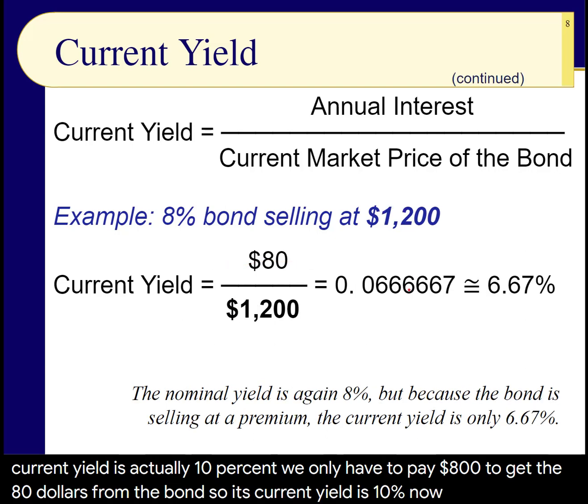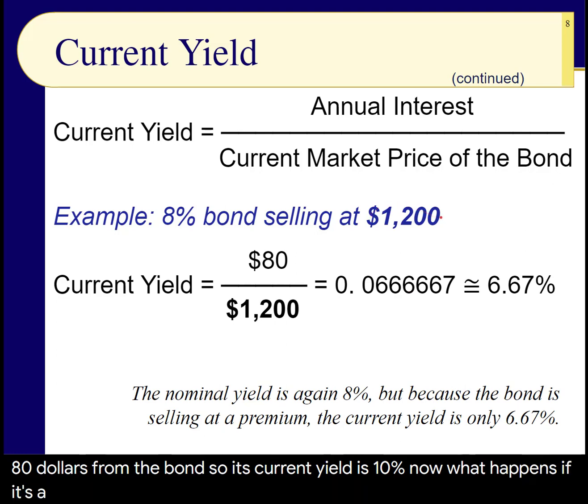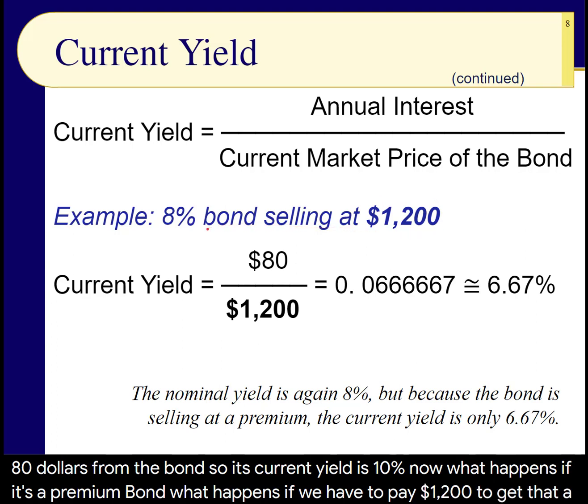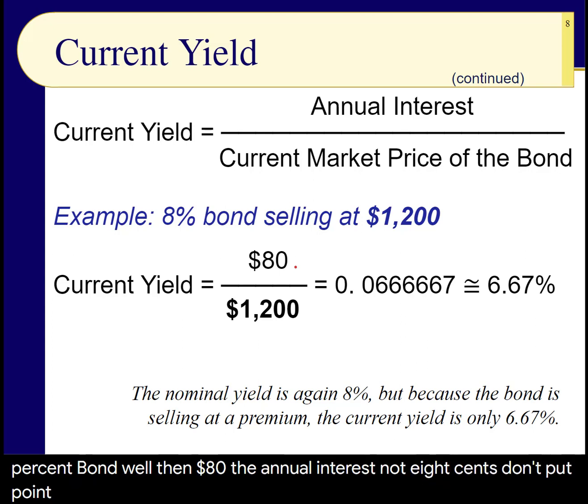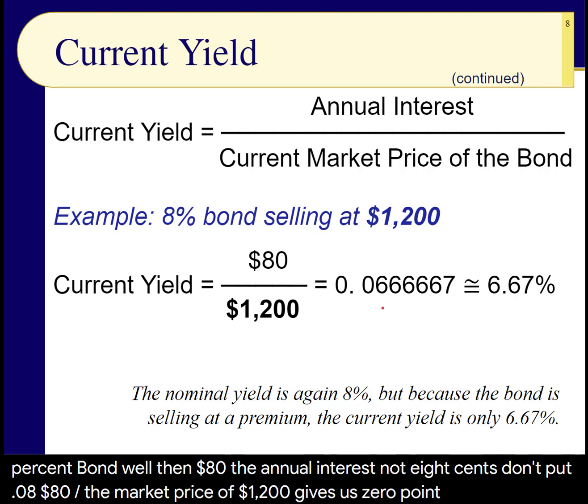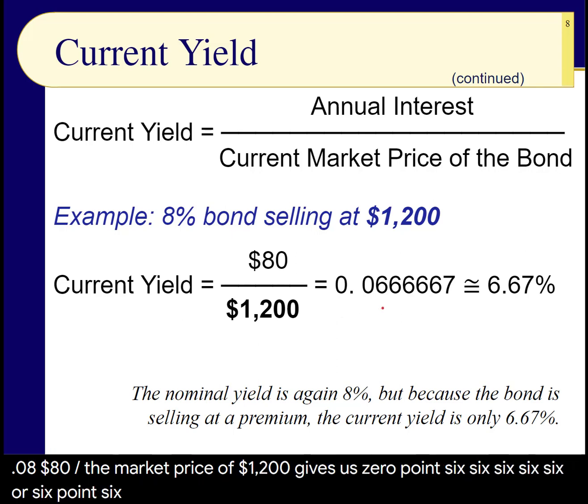Now, what happens if it's a premium bond? What happens if we have to pay $1,200 to get that 8% bond? Well then, $80, the annual interest, not 8 cents, don't put 0.08, $80 divided by the market price of $1,200 gives us 0.0667, or 6.67%.